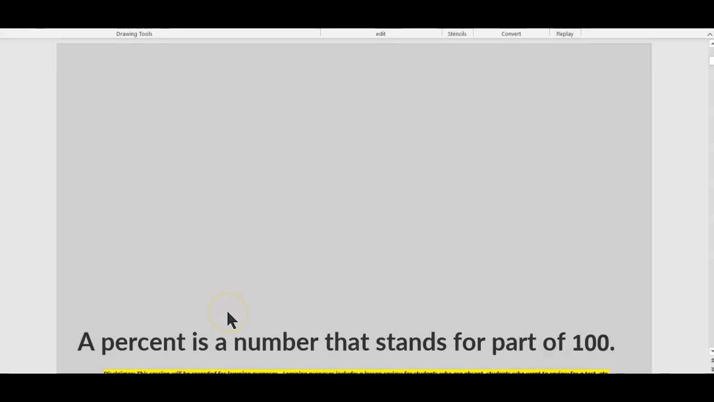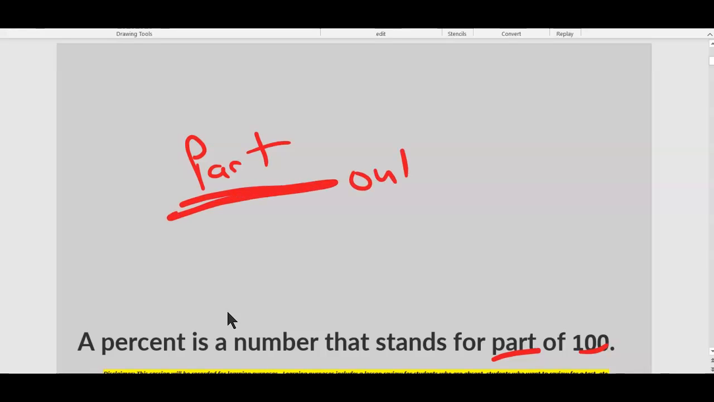Percent is a number that stands for part of 100. So we have a part out of 100. That's going to be our whole. See, this usually is the word whole here. Like this, you have your part and you have your whole. But in this case, we need to make the whole, even if it's not out of.